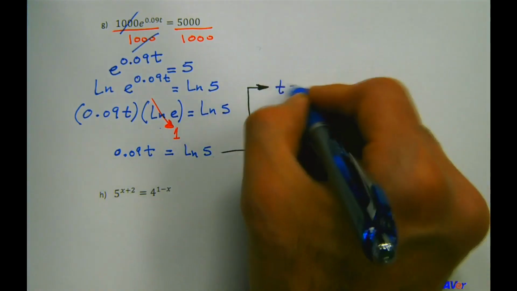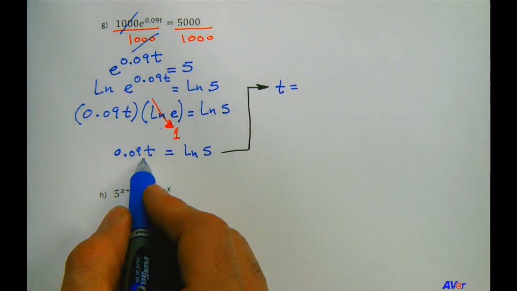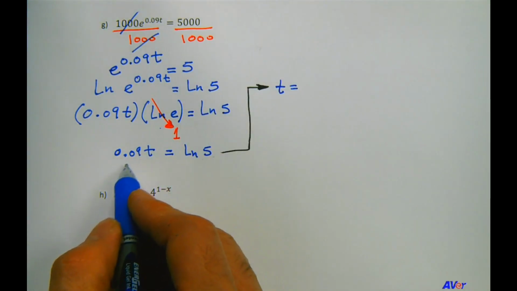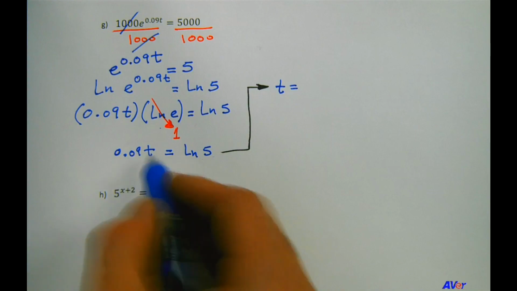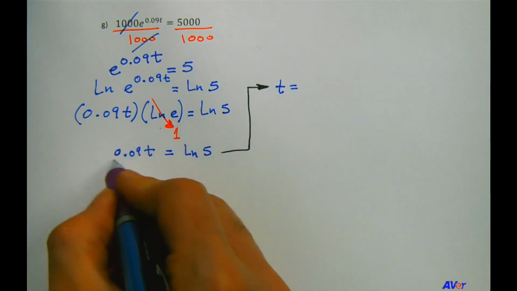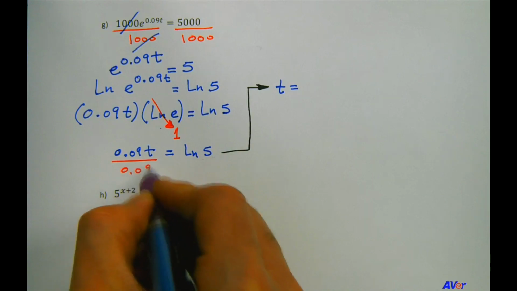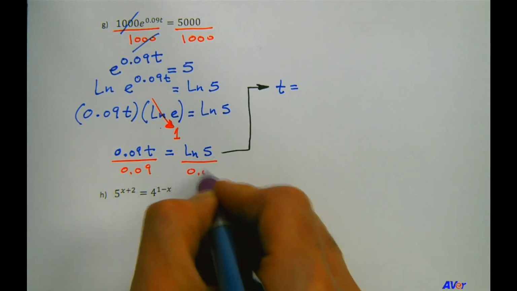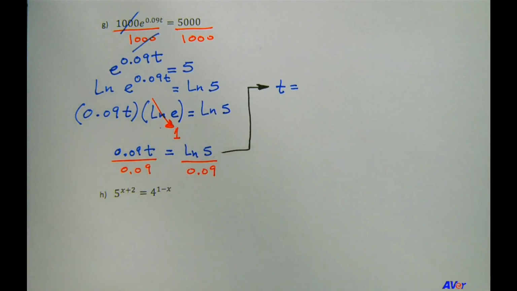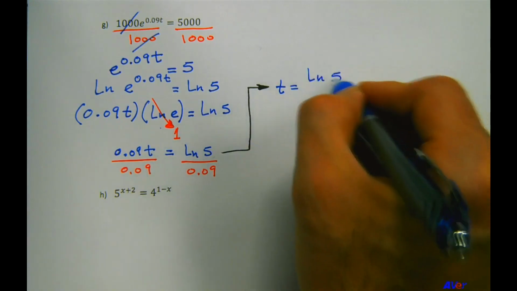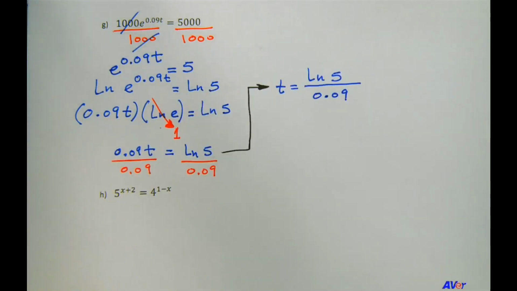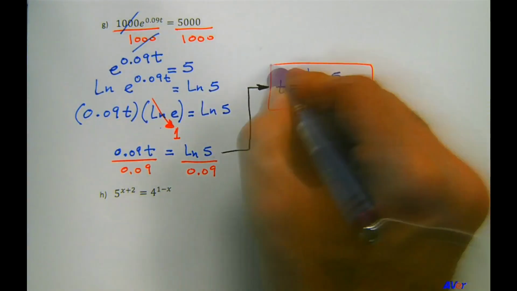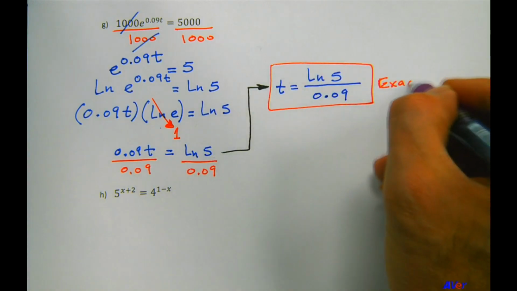So t needs to be isolated, right? What is preventing it from being isolated? The 0.09. How do we get rid of it? What's the technique to get rid of 0.09? We divide both sides by 0.09 to isolate t. So we end up with natural log of 5 divided by 0.09. So this is an exact answer. Exact.